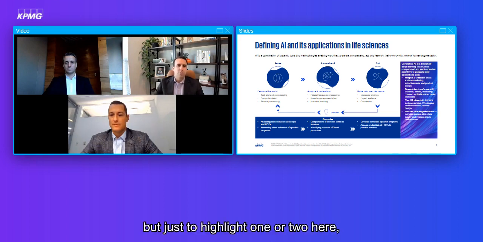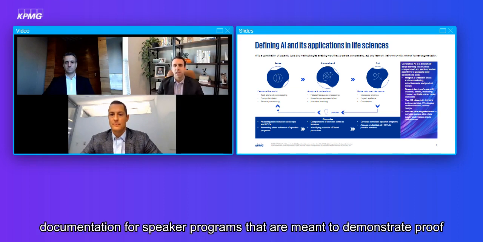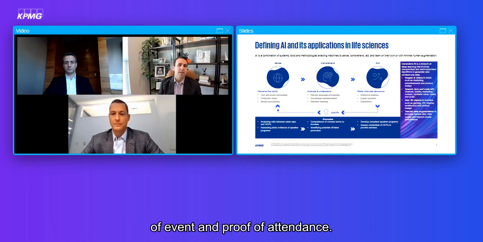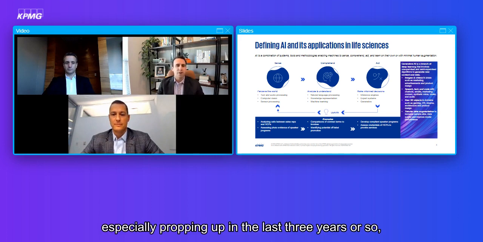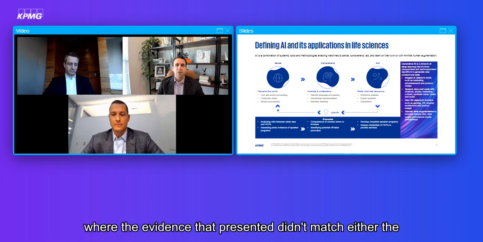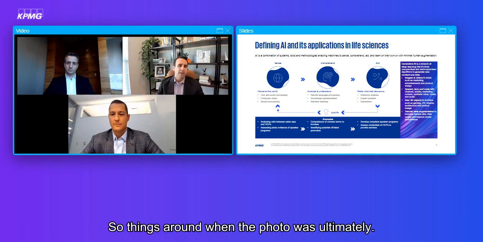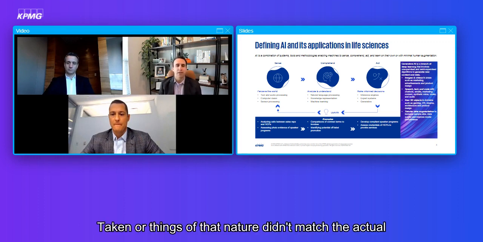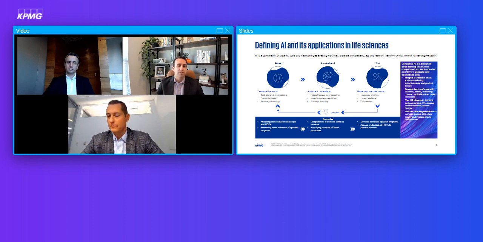But just to highlight one or two here, we've seen organizations recently leveraging AI to evaluate post-event documentation for speaker programs that are meant to demonstrate proof of event and proof of attendance. Organizations we've worked with had seen instances, especially propping up in the last 3 years or so, where the evidence that presented didn't match either the location of the events or where the metadata for the events, so things around when the photo was ultimately taken or things of that nature, didn't match the actual event dates. So by using AI, we can help the organization identify non-compliant events and potential fraud, waste, and abuse.